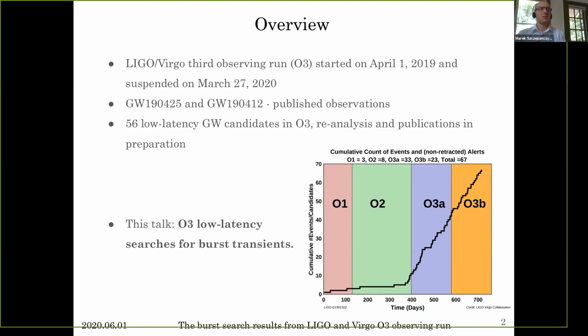LIGO Virgo is providing open public alerts for astronomers, and we have released 56 low latency gravitational wave triggers. On the plot at the bottom, you can see how many events we had during the first observing run, during the second, and during the third that ended very recently. You can see a huge increase in the number of potential gravitational wave triggers. During this talk, I will focus on the low latency searches and the burst transients.